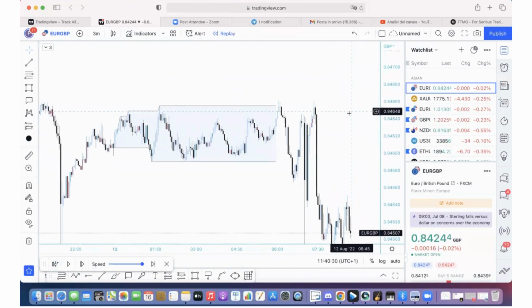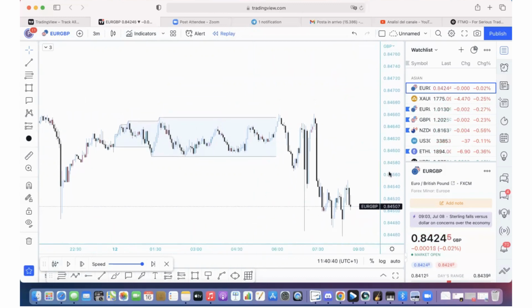Well, no, this is not an order block inside the Asian range at all. So no, never mind. Yeah, they do work, but the trend needs to be with you.